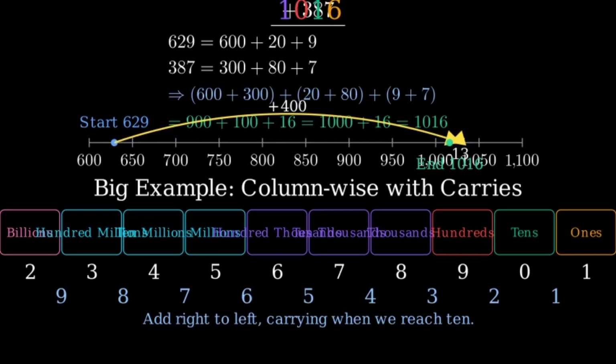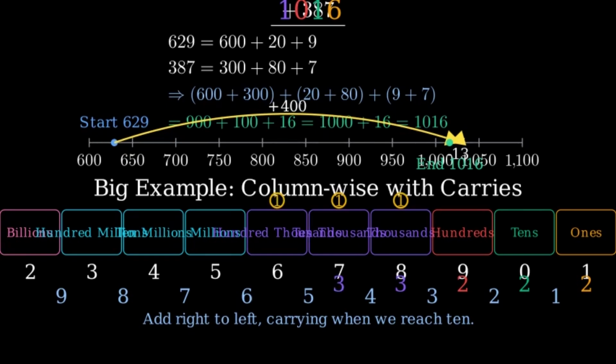Ones, 1 plus 1 equals 2. Tens, 0 plus 2 equals 2. Hundreds, 9 plus 3 equals 12. Write 2, carry 1. Thousands, 8 plus 4 plus 1 carry equals 13. Write 3, carry 1. 10,000s, 7 plus 5 plus 1 carry equals 13. Write 3, carry 1. Hundred thousands.